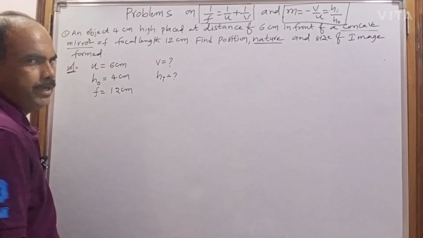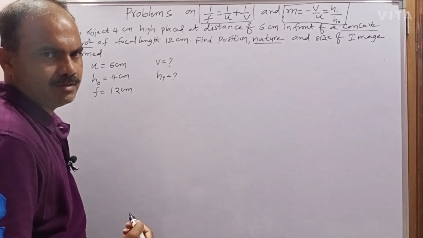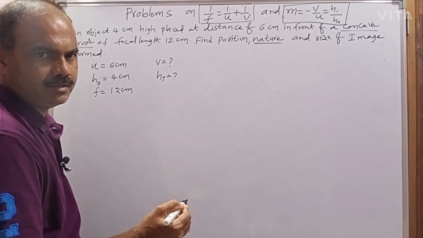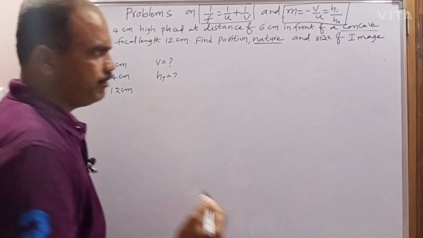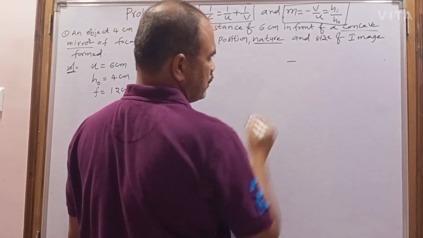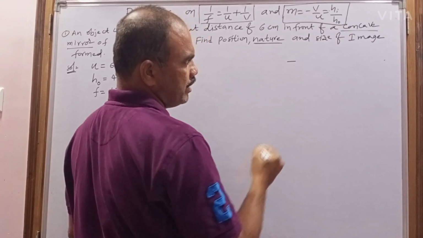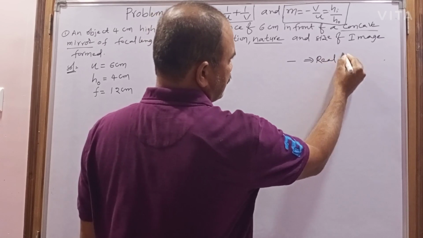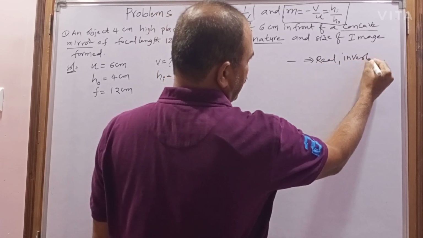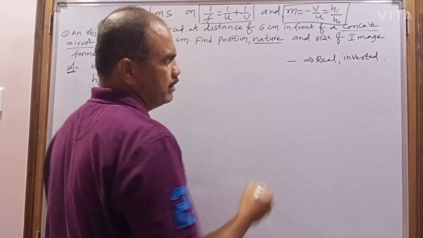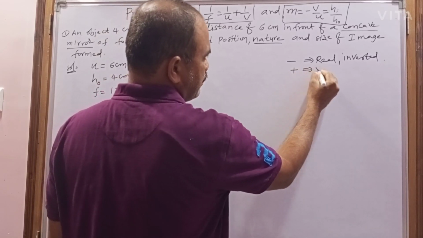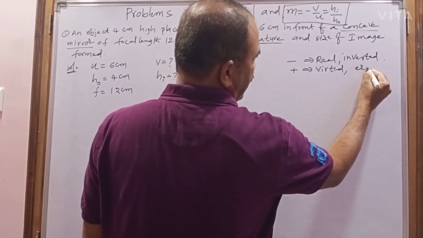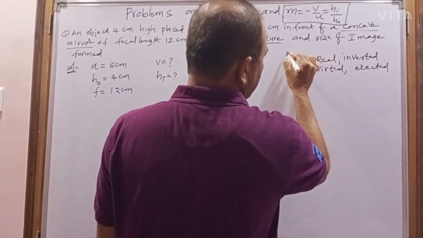The nature will be decided by the sign. If you get the minus, which type of image? Minus means real and inverted. Plus means virtual and erect. You have to remember these two things.